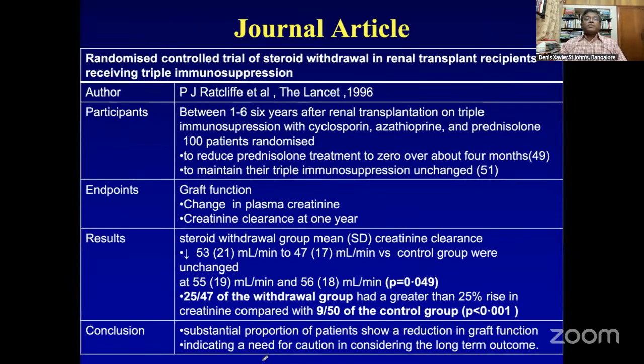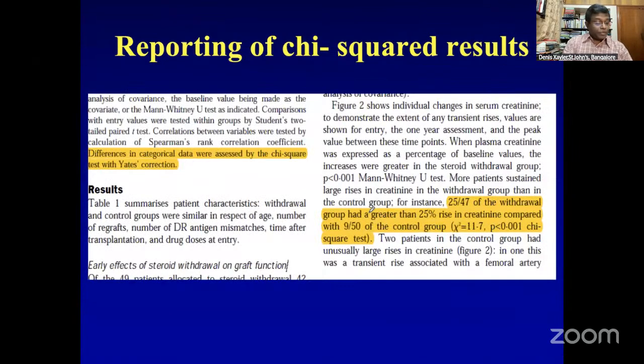Okay, let's take, before you tell me, oh, this is urology, there's no urology example, and I'm a little bit lost. This is an old paper, of course, Lancet 1996, something in renal transplant. This is a randomized controlled trial of steroid withdrawal in renal transplant receiving triple immunosuppression. Participants are those who got renal transplant and triple immunosuppression in those days, cyclosporin, azathioprine, etc. 100 patients were randomized. Reducing prednisolone treatment to 0 over 4 months versus maintaining just their triple immunosuppression. Sorry, let's go back here.